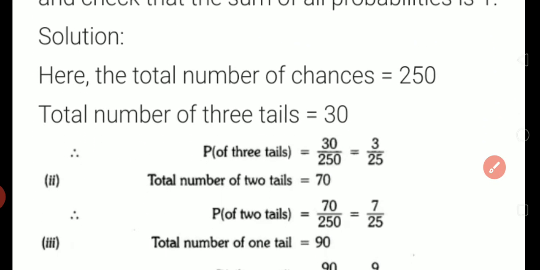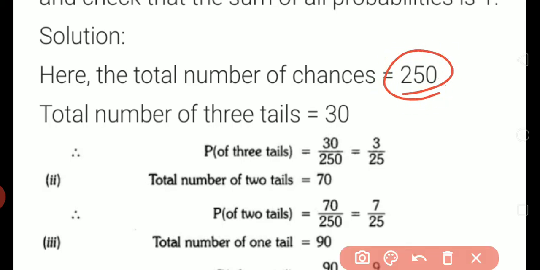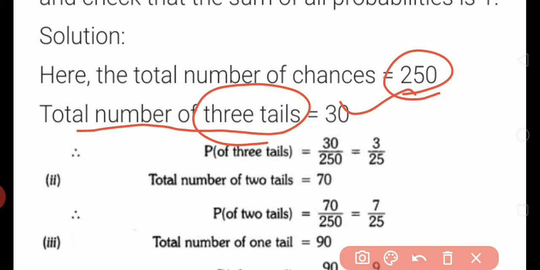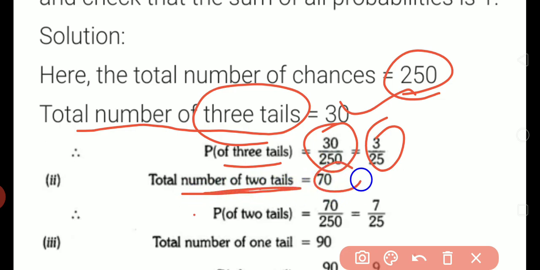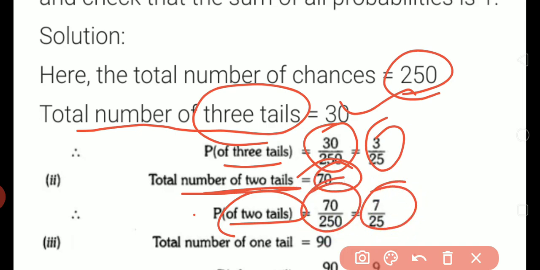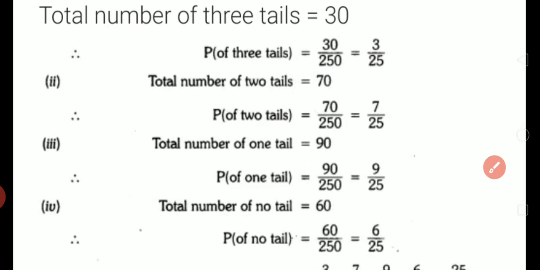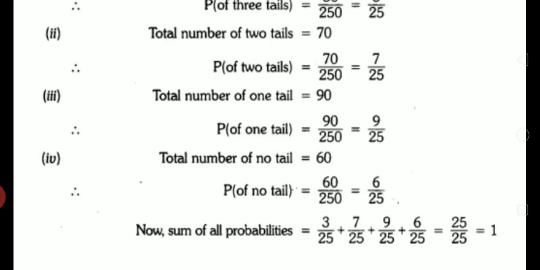So here you can see the total outcomes is 250, and the total number of 3 tails from the table we can find is 30. So the probability of 3 tails is 30 by 250. After cutting you will get 3 by 25. Now the number of 2 tails is 70, so the probability will be 70 by 250, that is 7 by 25. And the number of one tail is 90 times, so the probability is 90 by 250, that is after cutting 0 you will get 9 by 25.